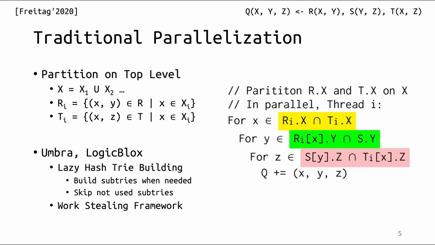A natural approach to parallelize worst-case optimal join is to partition the domain of the first variable. In our example, that is variable x. Systems like LogicBlox and Umbra take this approach. Each thread handles one partition of x, running the rest of the join sequentially. This works, but has serious limitations, as we'll see next.